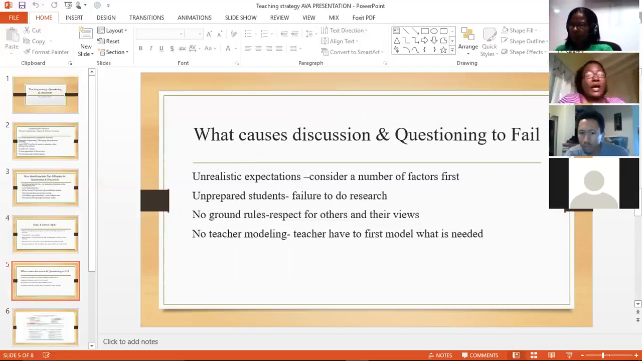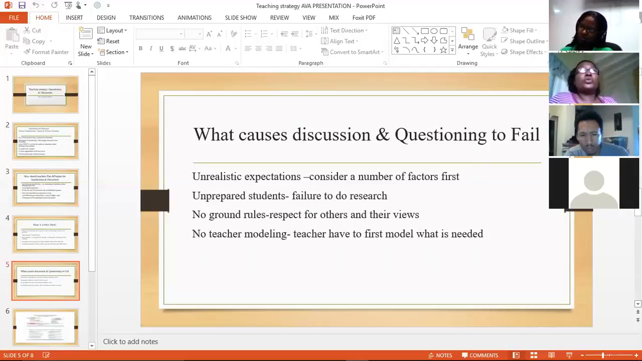Some of the reasons why, as I mentioned, discussion and questioning fail is that we have unrealistic expectations of the lesson or of our students. We really cannot just go with any question, even though Mr. Burnett said that children at any stage can learn anything. We must consider the age, the cognitive development, other factors, the setting, maybe the weather, other things we have to consider before we go into that.